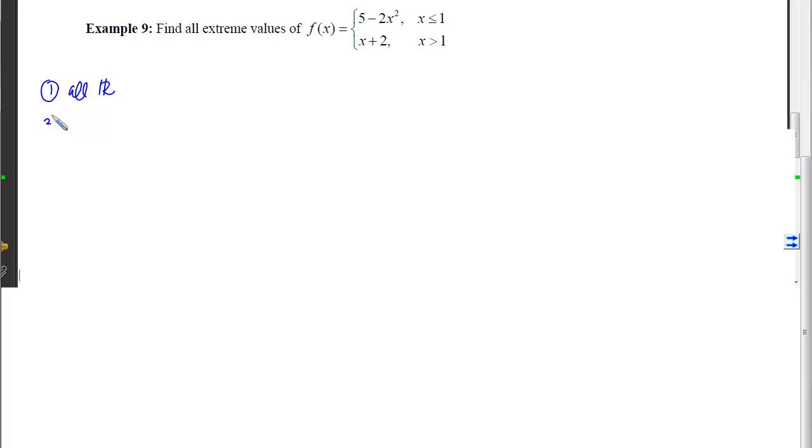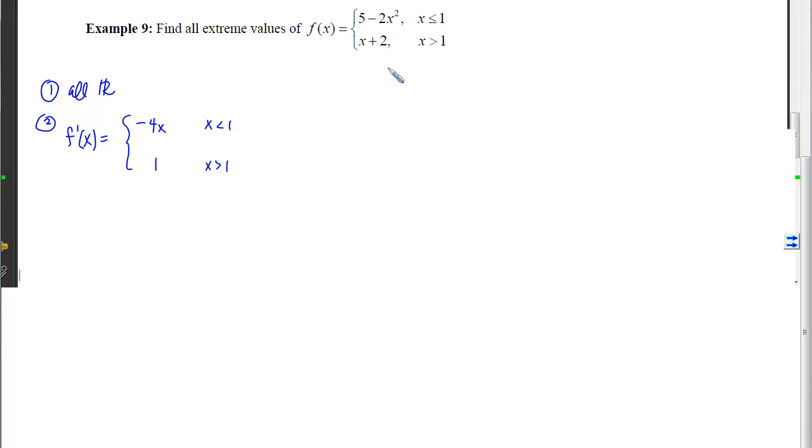The second thing I'm going to do is take the piecewise derivative so that I can start to examine what's going on graphically. If I have a 5 minus 2x squared and I take the derivative, I get a negative 4x. If I take the derivative of this one, I get a 1. This will be true whenever x is less than 1. This will be true whenever x is greater than 1.